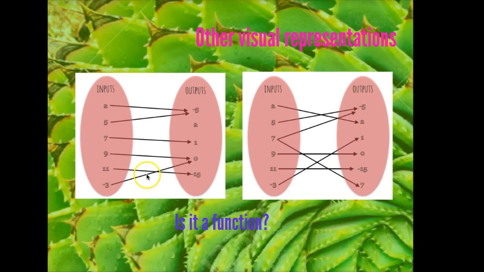Okay, if you answered that this is a function, you are correct, because if you look at each of my inputs, 2 only has one output, 5 only has one, 7 only has one, 9 only has one, 11 only has one, -3 only has one. The only thing that might have tripped you up is the 0 and the 5 as outputs. Both have two different inputs going into them, but remember that an output can have more than one input. My input just has to have exactly one output.